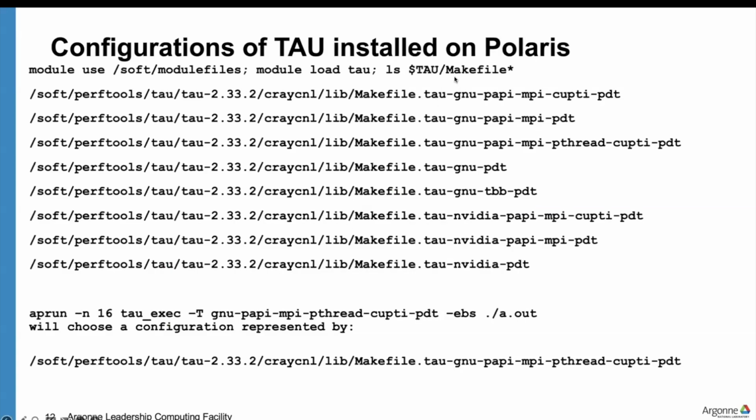This is the configuration of Tau on another system, say Polaris, where you can see that they are GNU or NVIDIA tags and PAPI, MPI, and so on. And you can put the -T parameter with the same set of tags that you see over here, and then it will pick the configuration associated with that stub makefile.